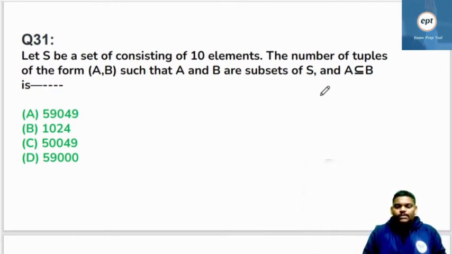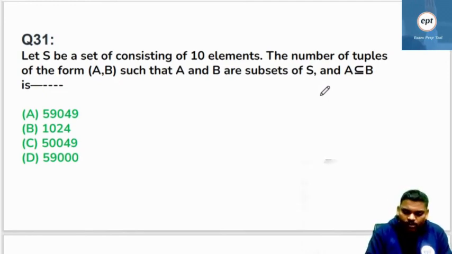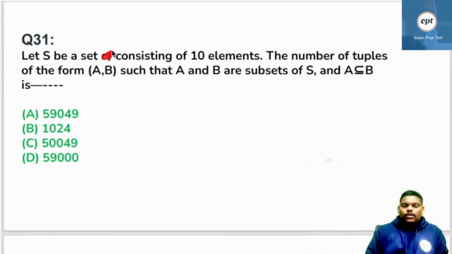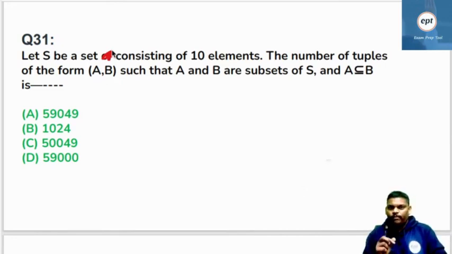Let S be a set consisting of 10 elements. The number of tuples of the form (A, B) such that A and B are subsets of S and A is a subset of B.